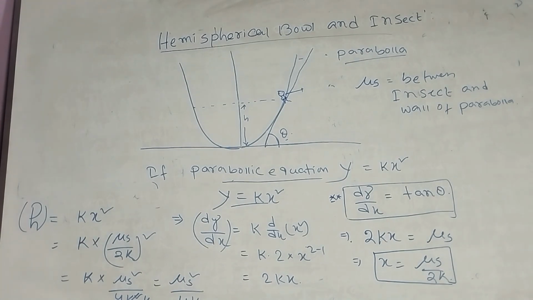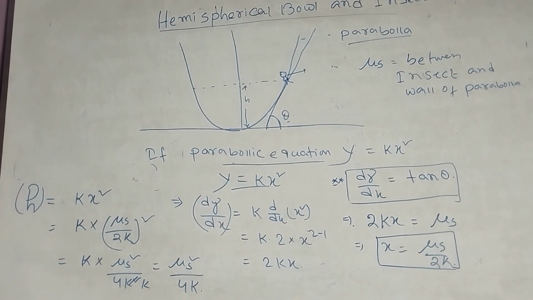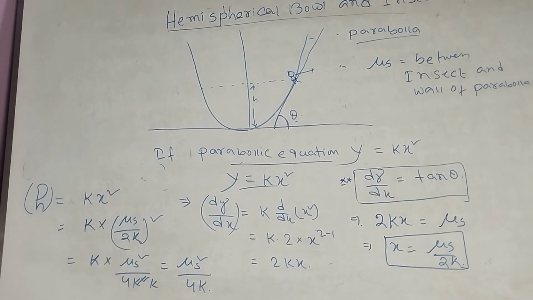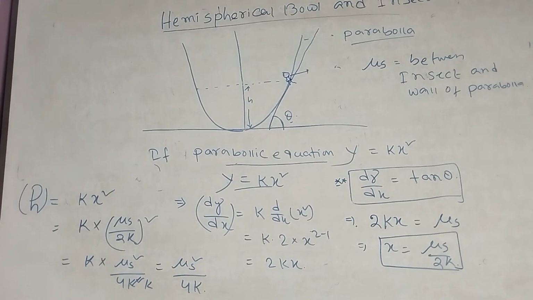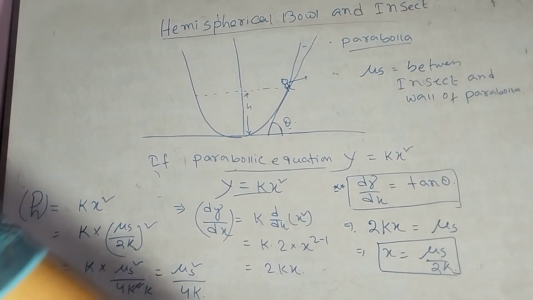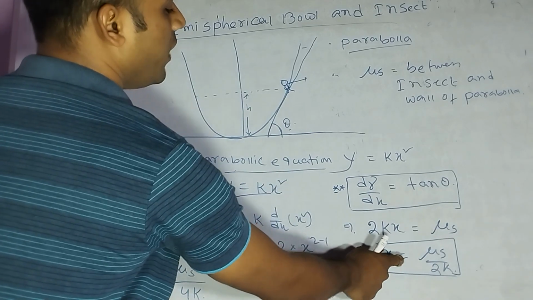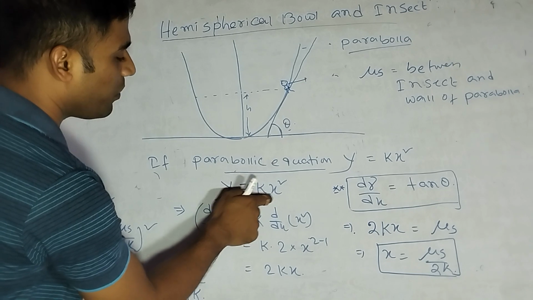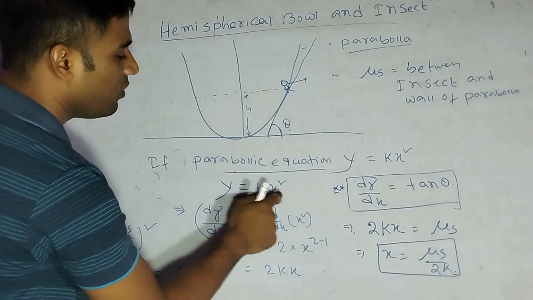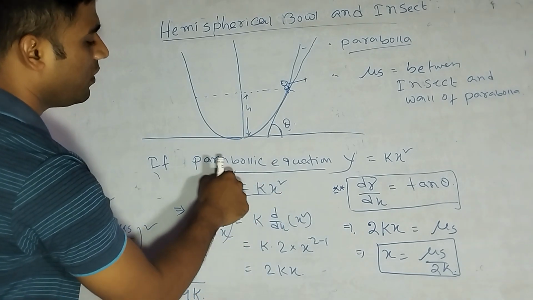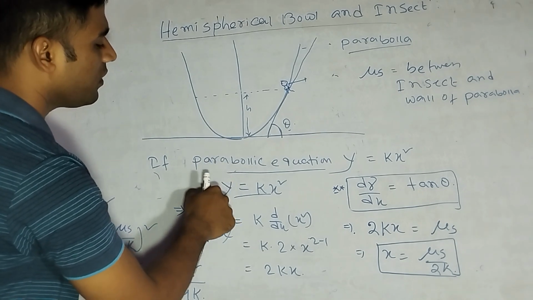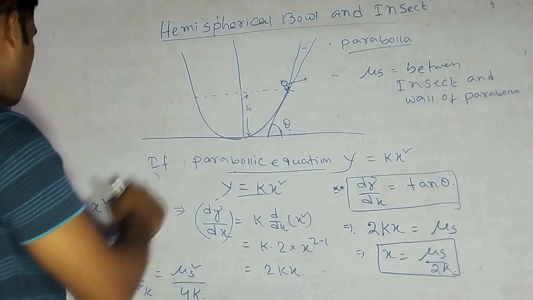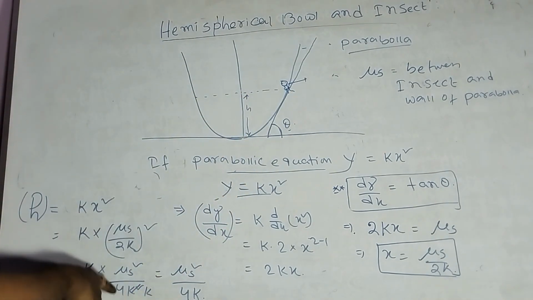So this problem is a stepwise, 3-step process. First, the parabolic equation is given, then you take the first derivative with respect to x. The result is equal to tan theta, and we also know that tan theta is equal to mu s. So we replace tan theta with mu s, then the x value is given. Putting this x value into the parabolic equation y equals kx square, the y value is known as the maximum height. This is the complete 3-step procedure.